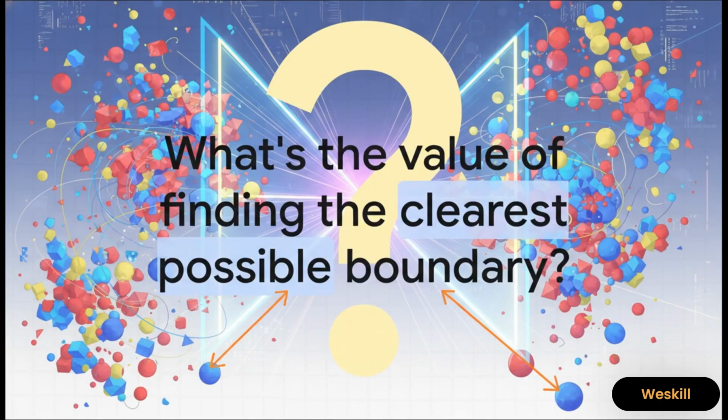Our world is full of messy, complicated data that often overlaps. So, in that context, what's the real value of having an algorithm that is obsessed with one thing and one thing only? Finding the single, clearest, most confident boundary it possibly can. It's a really powerful idea, and it's what makes the support vector machine such an essential tool for making sense of our complex world.